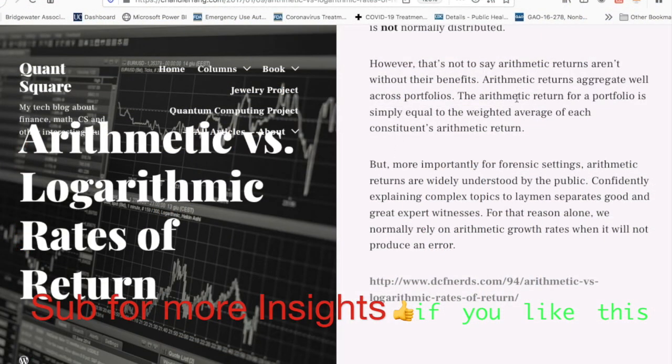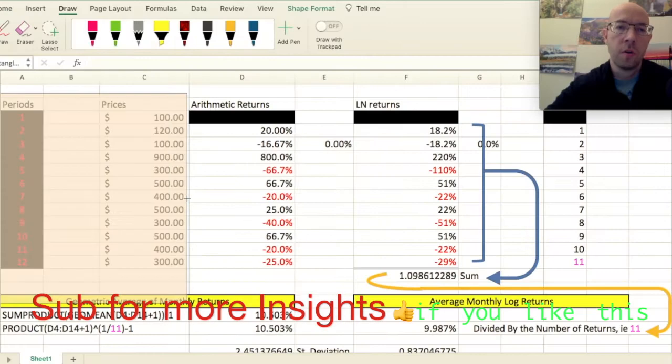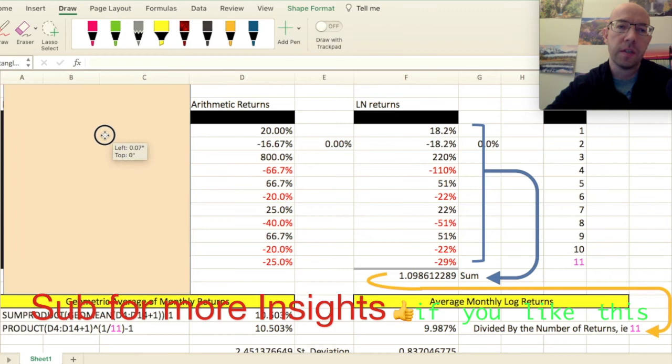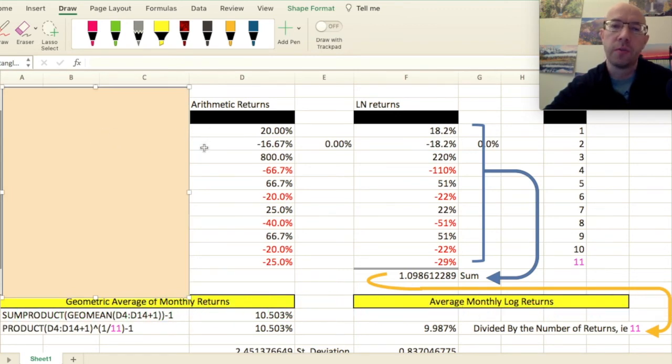However, it's not to say that arithmetic returns aren't without their benefits. Arithmetic returns aggregate well across portfolios. The arithmetic return for a portfolio is simply equal to the weighted average of each constituent's arithmetic return. What does that mean? Let's forget that we have these periods and these prices here. Let's get that out of our mind. Let's assume this is the return we got on Amazon, this is what we got on Intel, this is what we got on Tesla, and this is what we got on Merck. These are all of your returns by your different stocks.